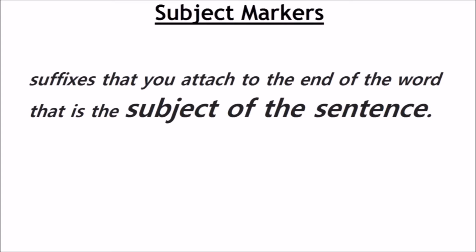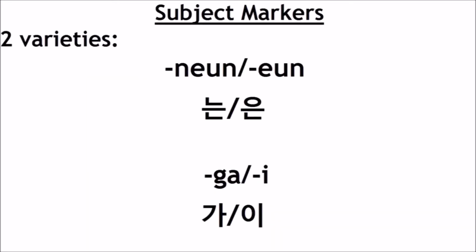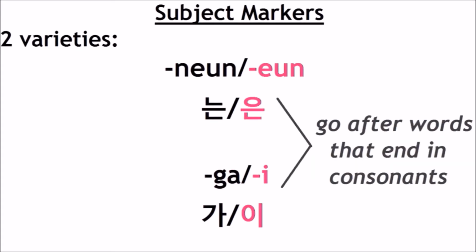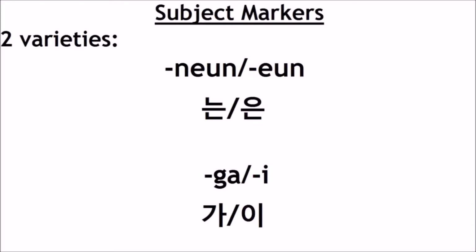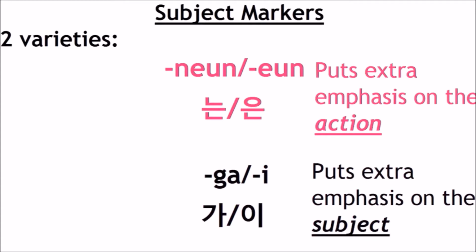Subject markers are suffixes that you attach to the end of the word that is the subject of the sentence. And there are 2 types of subject markers, the 는/은 variety and the 가/이 variety. 가 and 는 subject markers go after words that end in vowels. 이 and 은 subject markers go after words that end in consonants. Both varieties are used to identify the subject, but the difference between them is that the 가/이 variety puts extra emphasis on the subject, and the 는/은 variety puts extra emphasis on the action.